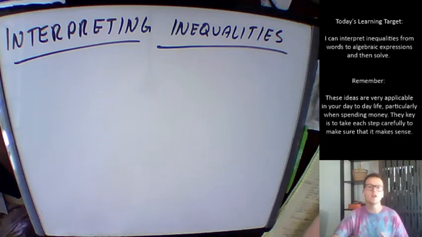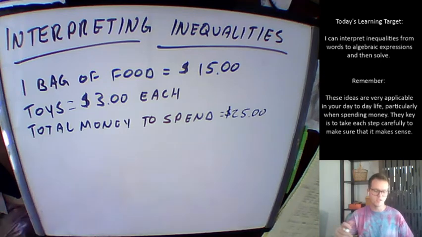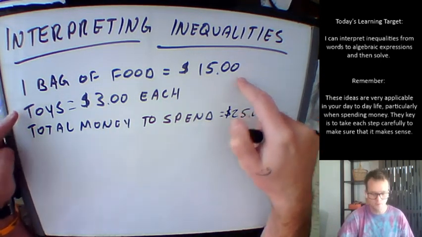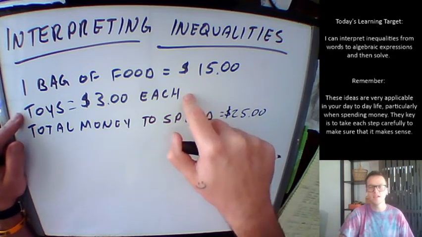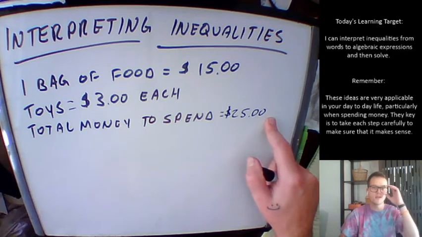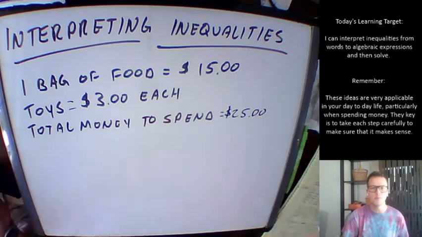So we're going to take out all the important pieces here and then create our inequality to see how many toys we can afford. Okay, here's the important pieces of information. One bag of food is $15. We know we only need to buy one bag of food. Toys are $3 each. We don't know how many we're going to buy yet. We're trying to get as many as we can, but the total amount of money that we have to spend is $25. So let's create an inequality using this information.